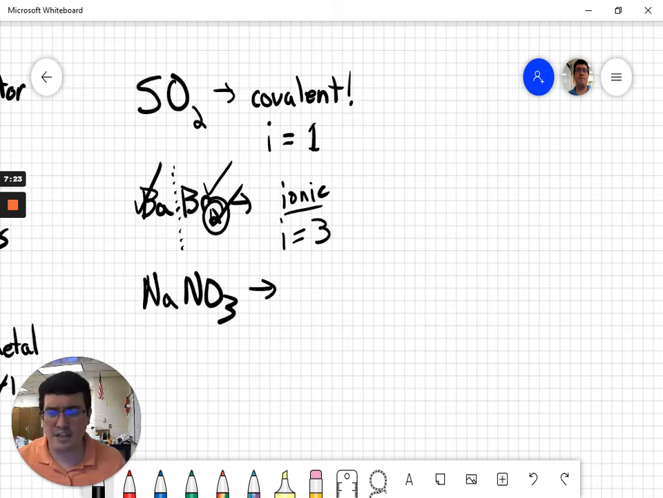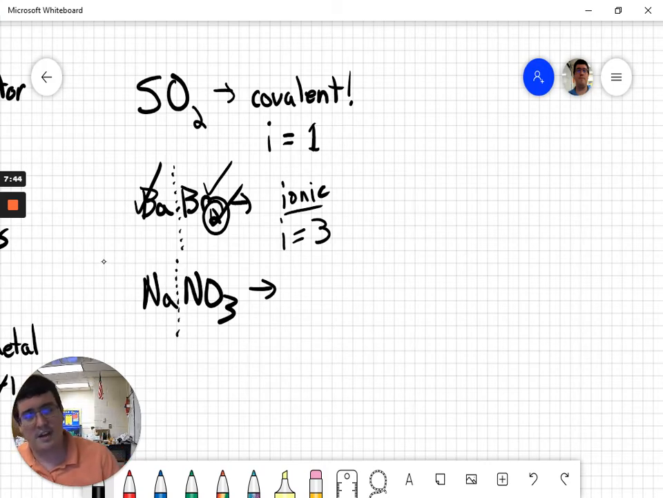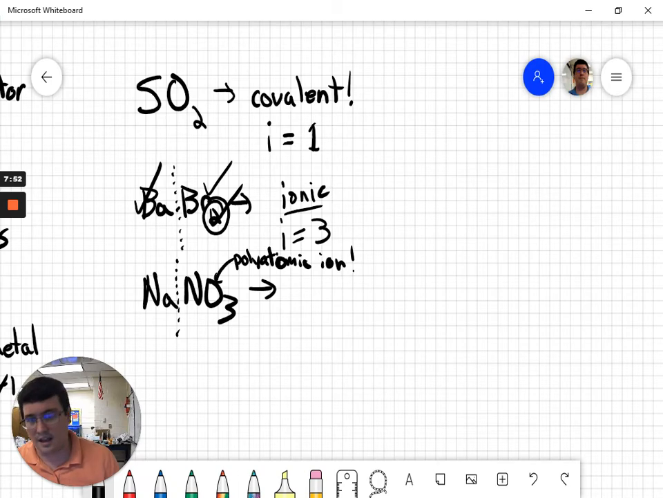What about sodium nitrate? Pause. Now to look at this one, another ionic compound. Sodium's way over on the left. NO3, nitrogen and oxygen, I should say, are over on the right-hand side. This is ionic. So where do I divide this up? Well, the division goes right there. This is one of those polyatomic ions. If it's got a polyatomic ion, it has to be ionic, right?